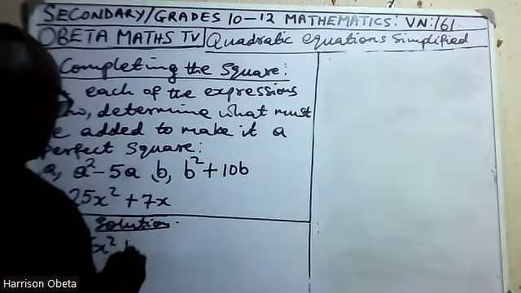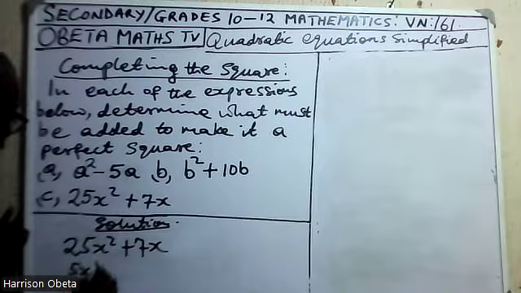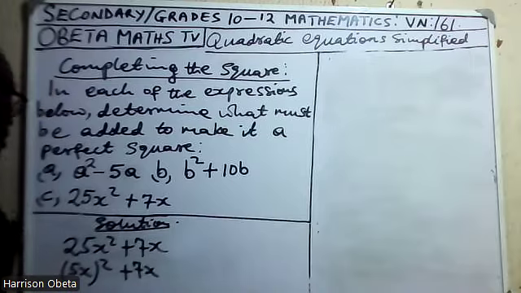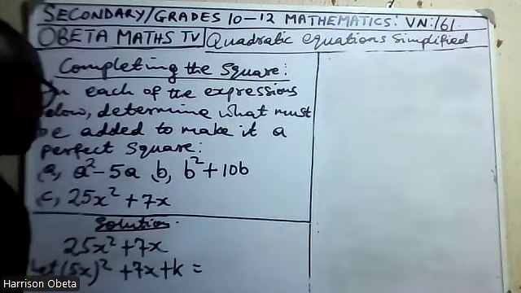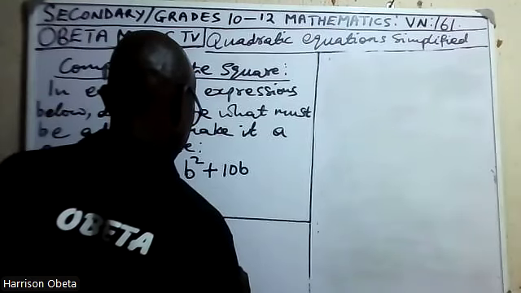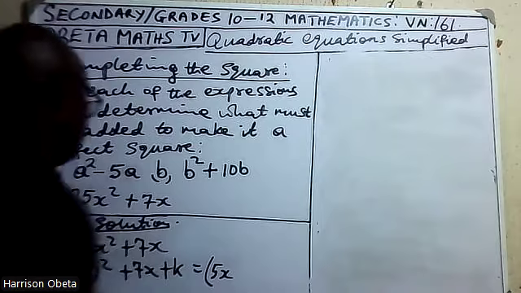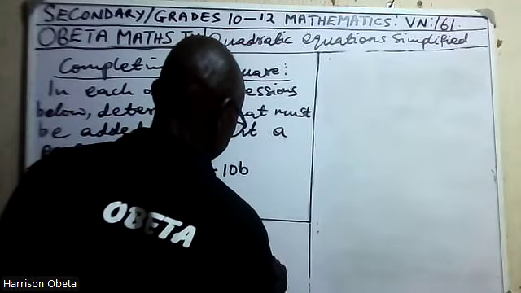So the final one, we have 25x squared plus 7x. Now, remember, we can express this as 5x raised to the power 2, then plus 7x. Now, let this plus k equal to 5x plus y, because this 5x now is standing as our a.